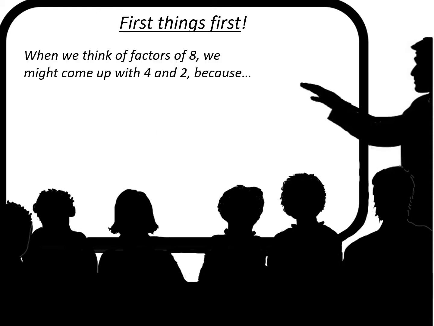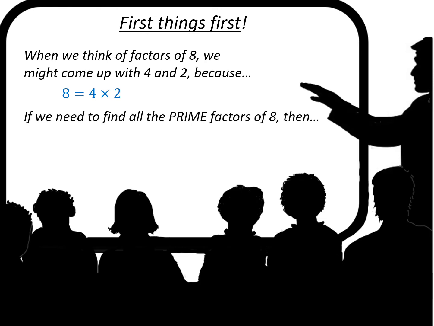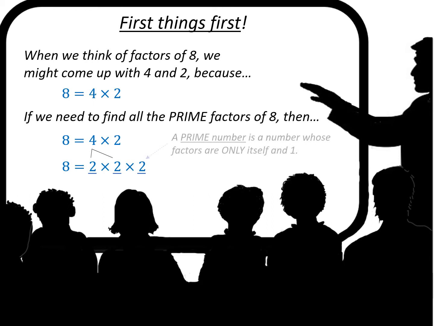First things first. When we think of the factors of 8, we come up with 4 times 2, because 8 equals 4 times 2. But if we need to find all the prime factors of 8, then 8 equals 4 times 2 becomes 8 equals 2 times 2 times 2. A prime number is a number whose factors are only itself and 1. So the prime factors of 8 are 2, 2, and 2.